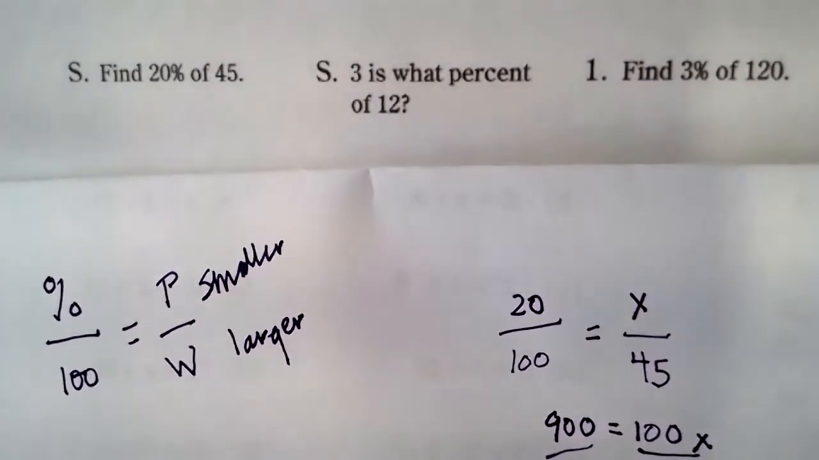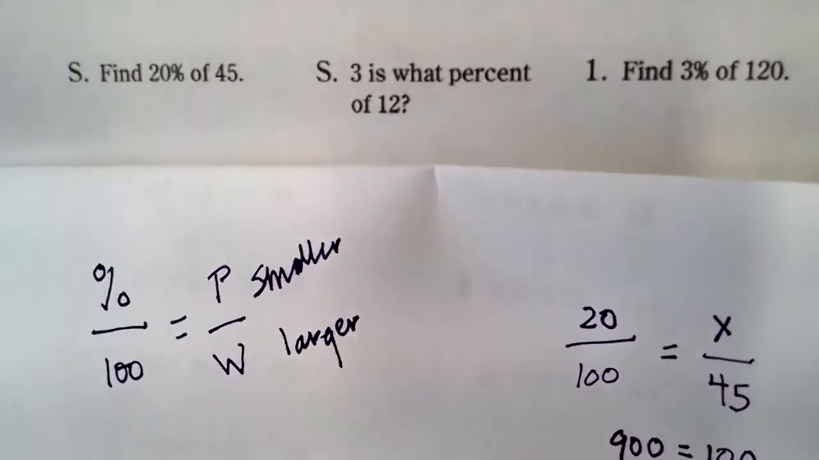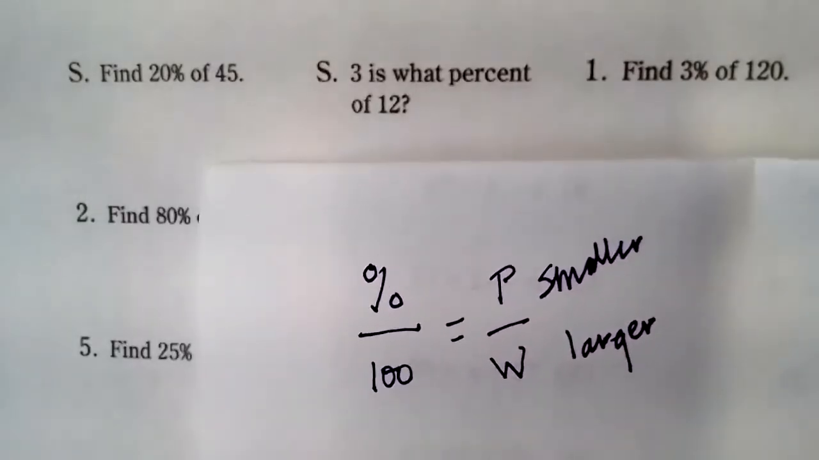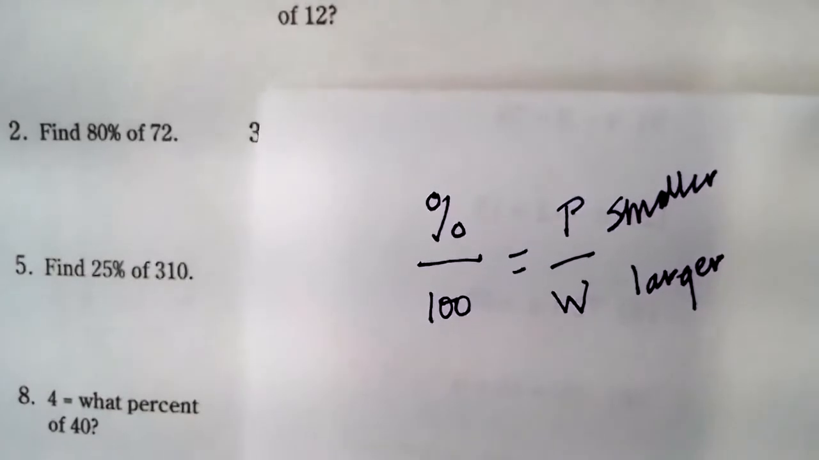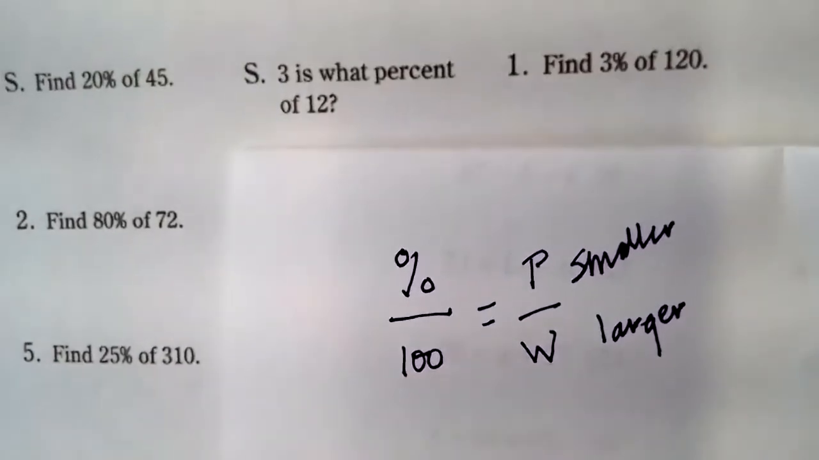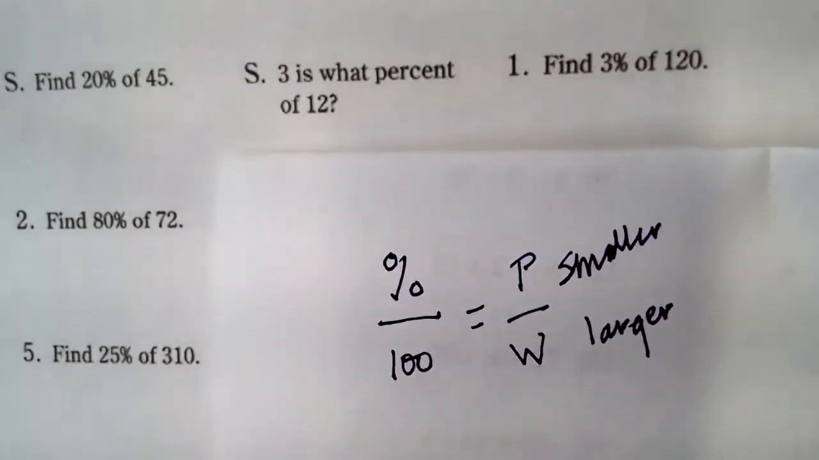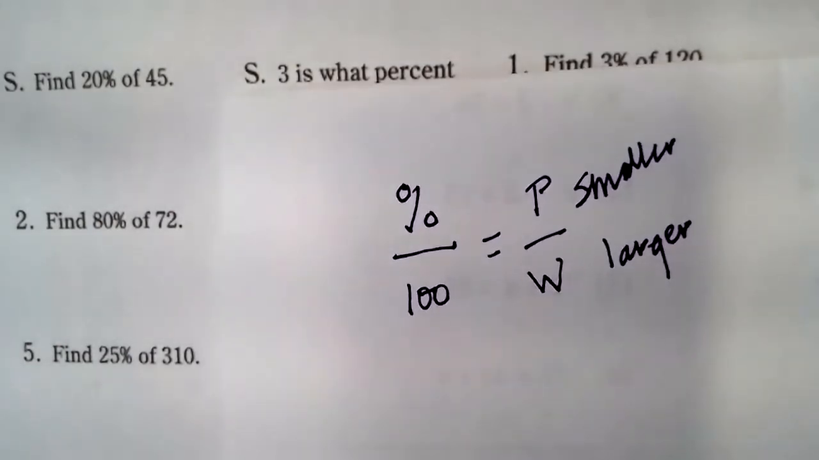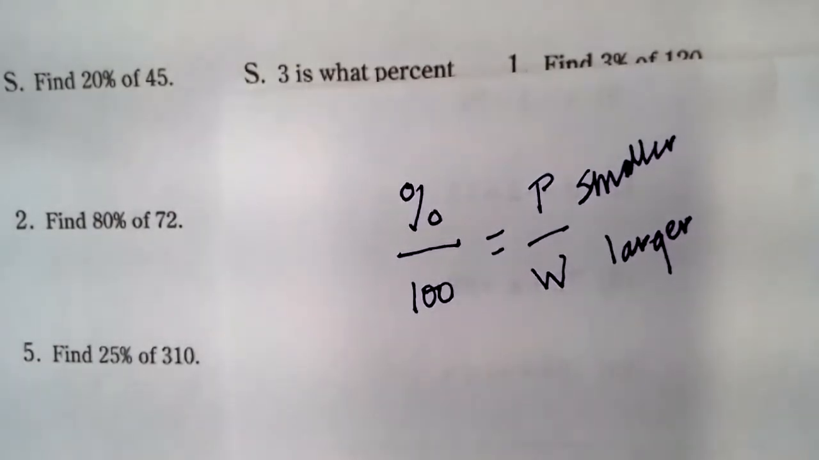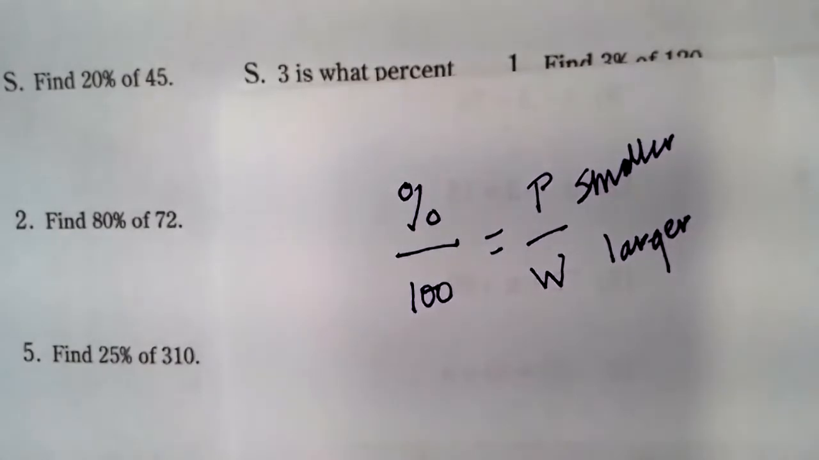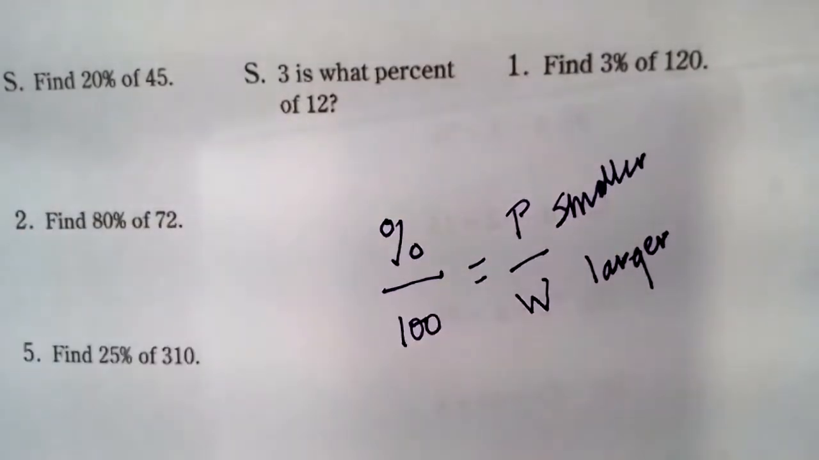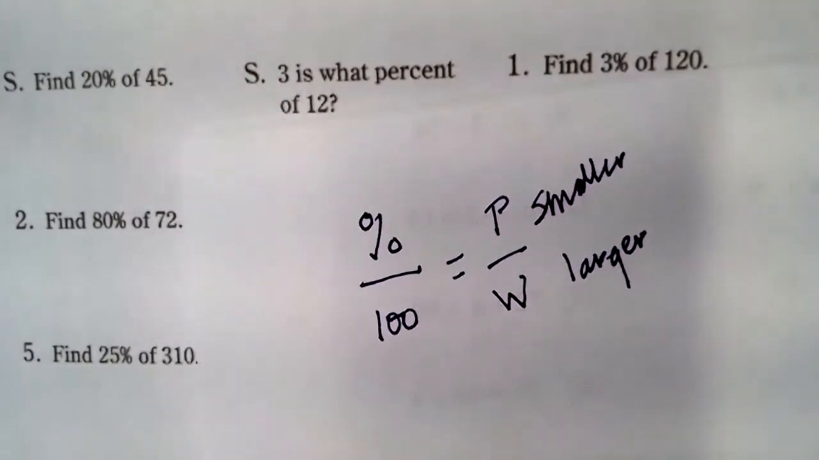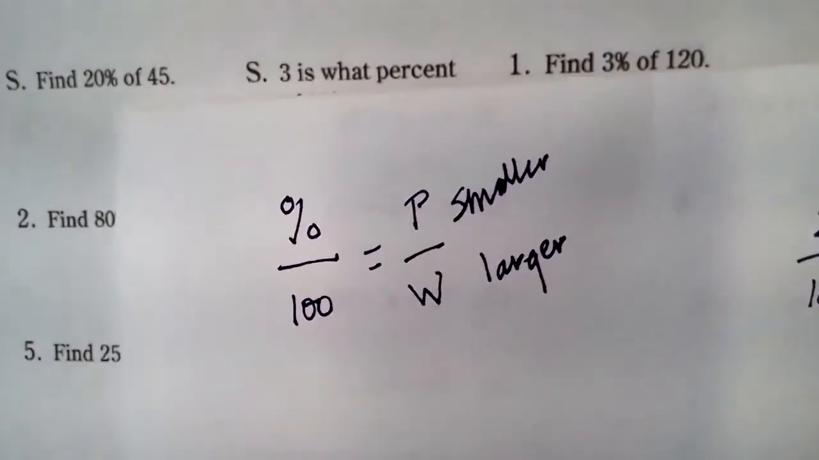I'll do one more. And again, these are longer than what I'm going to show you to find a score, but you have to do these for the test. So let's go back to that. Whoops, I just shoved it off the page. 3 is what percent of 12? So again, you've got your formula. You're just going to fill it in. And here they give you the smaller number and the larger number. What you have to find is the percent.